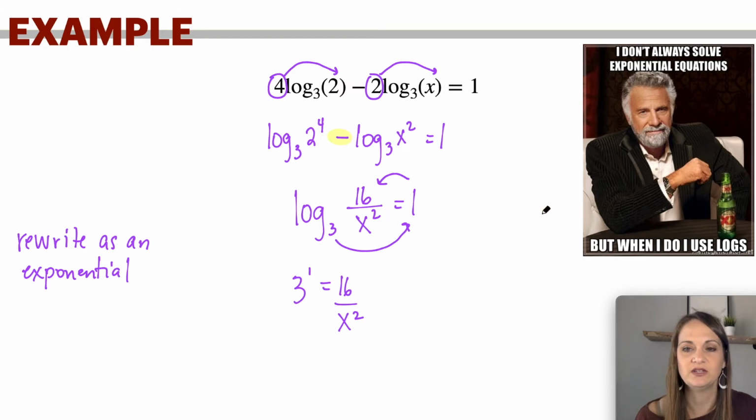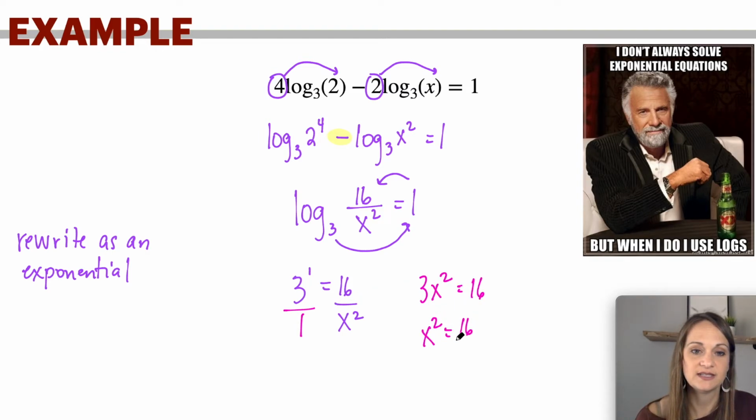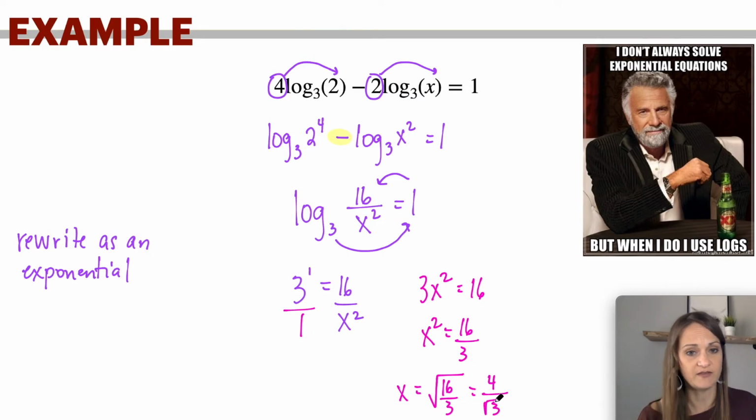So what you can do is you can make everything a fraction and cross multiply. So 3x squared equals 16. X squared equals 16 thirds. How do you get rid of a square? You take the square root of 16 thirds, which is 4 over the square root of 3. Now you learned there's some math guru who says you can't have a square root in the denominator. So make sure that you multiply by itself, and your final answer is going to be 4 square roots of 3 over 3.